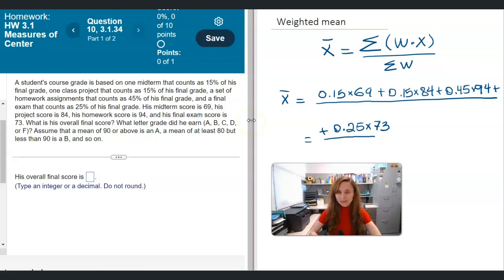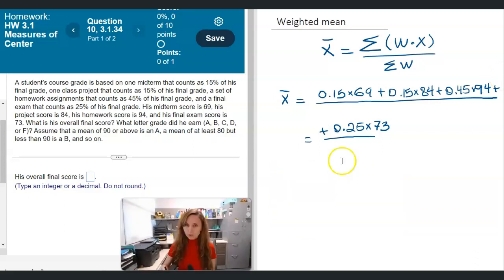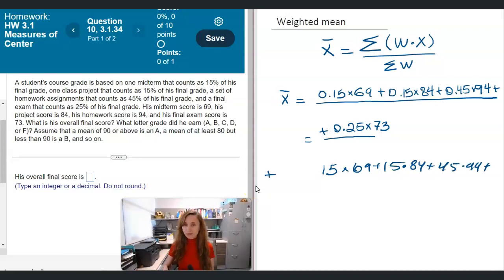sum of the weights. And we don't need to divide by the sum of the categories. Why? Because we already converted percentage into decimal. If we did not, then what we would do, we would multiply 15 times 69 plus 15 times 84 plus 45 times 94 plus 25 times 73, and then we will divide by 100.